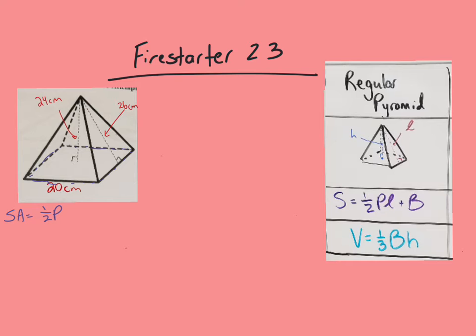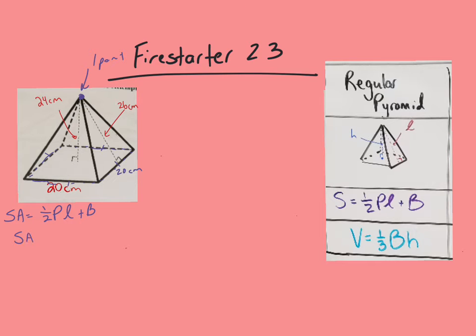Remember, this is a pyramid because it's got one point. This is a square. We're calling this a regular pyramid, so all four of these sides are the same. So the perimeter is going to be 20 plus 20 plus 20 plus 20, which is 80.